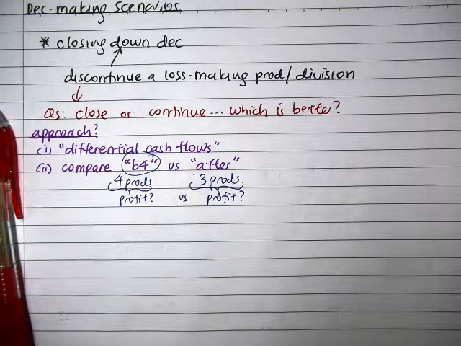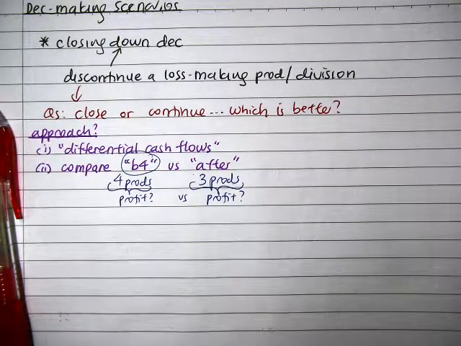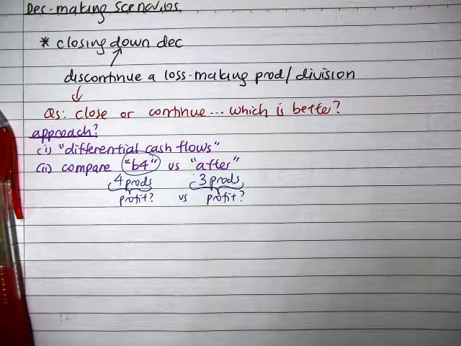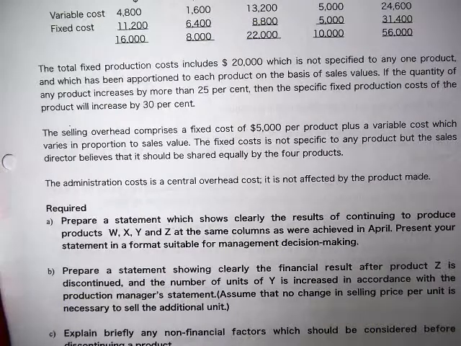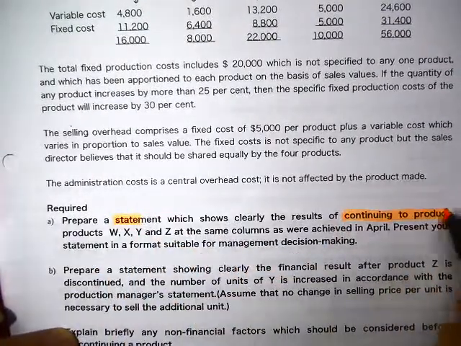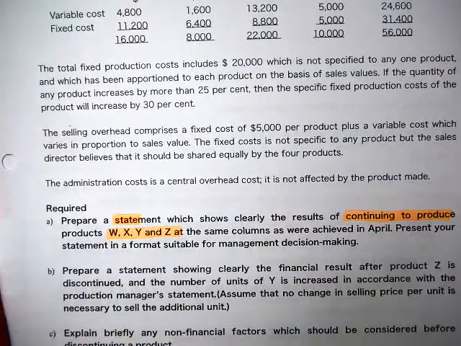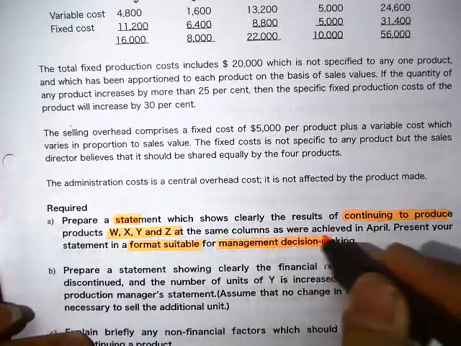Okay, I'm going to show an example first, page 31. Now, see the requirement that they gave us over here. Now they ask us in part A, they say prepare a statement which shows clearly the results of continuing to produce product W, X, Y, and Z at the same column as achieved in April. Now present your statement in a format suitable for decision making. Now see, they only want you to prepare a statement that if you continue all the 4 products in a format suitable for decision making.